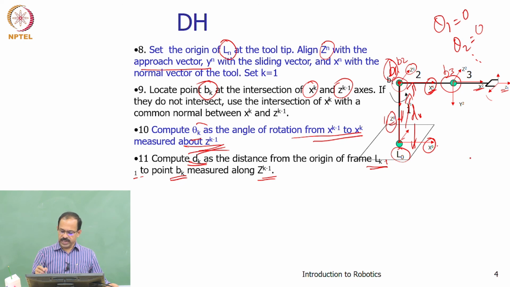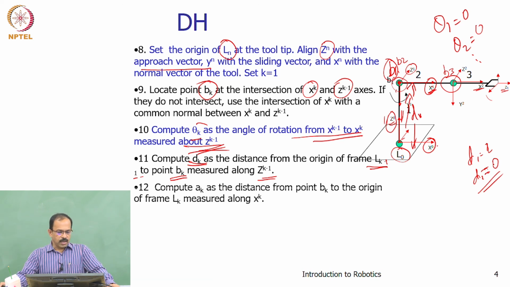And similarly, you will be able to get d1, d2 also. So d1 we found, the length. D2 also you will be able to get. But you will see that B1 and B2 are here, so L1 and B2 are at the same point. So you will see that d2 is equal to 0, because B2 and L1 are at the same point. So L1 to B2 there is no distance. So d2 will be 0.